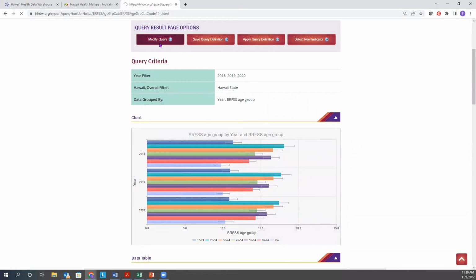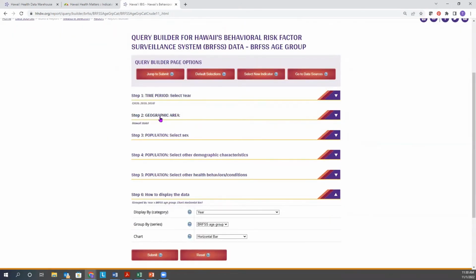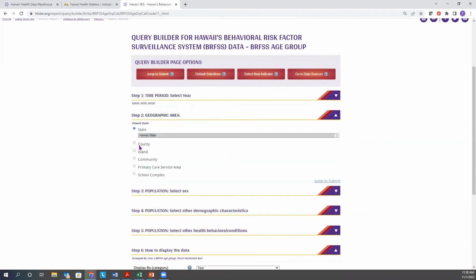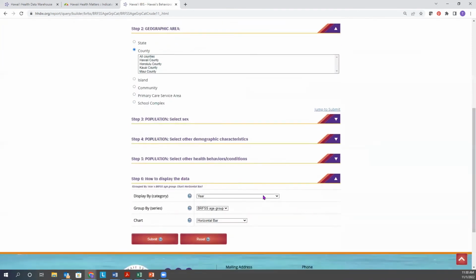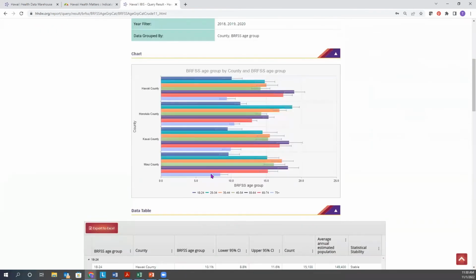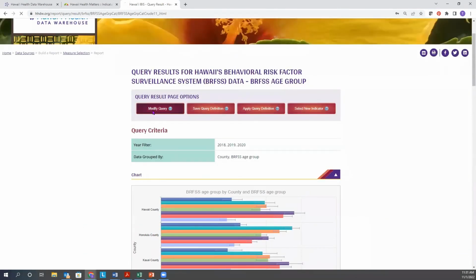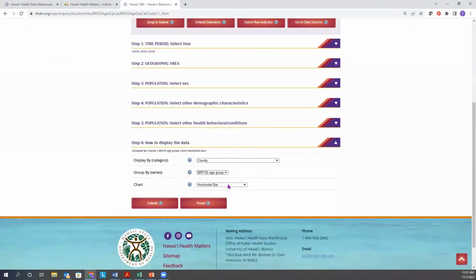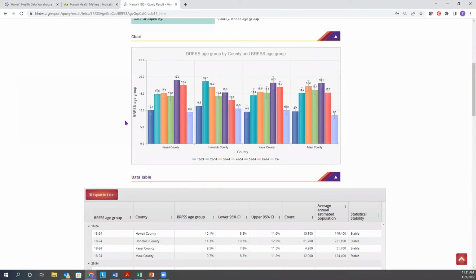So I'm going to modify this query. I'm going to look at 3 years of data at a time, and I'm going to look at it by county. So I'll click on county there, and I'll ask it to look at it by county, by BRFSS age group, and we'll take a quick look. And so I might look at this and think this is not the best vision for me. So I can also modify the way that it outputs. So I'm going to look at it with the vertical bar with data labels. And so here I can see looking at Hawaii County, Honolulu County, Kauai County, and Maui County.